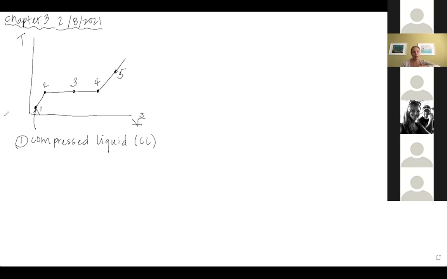We will look at it a little bit. So compressed liquid is typically at low temperatures, and it's where you have this liquid that's under some sort of pressure, or it's really constrained. There's no vapor, which is pretty rare. So compressed liquid. At point 2, we have saturated liquid.